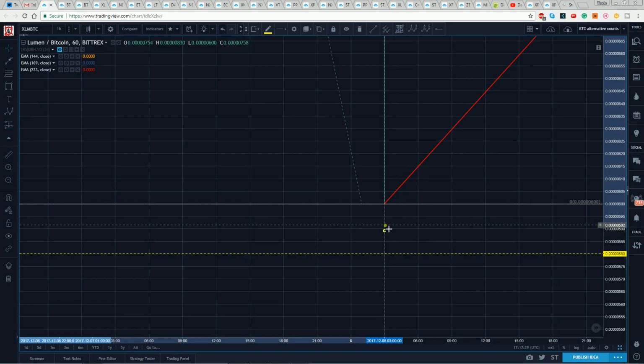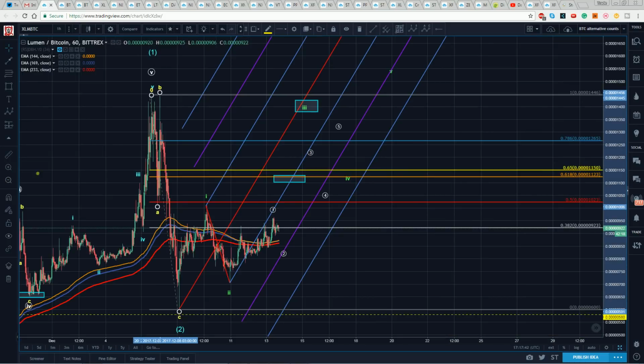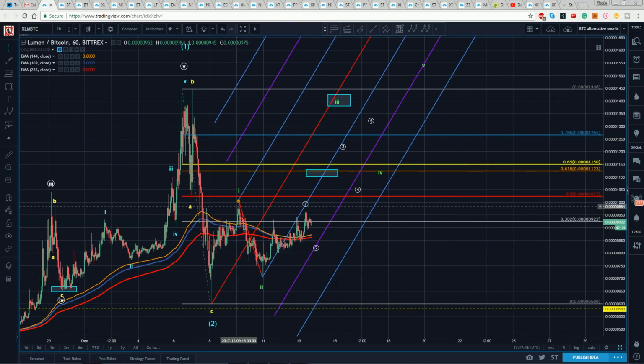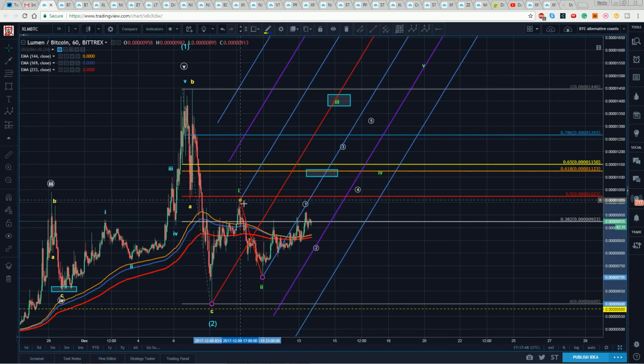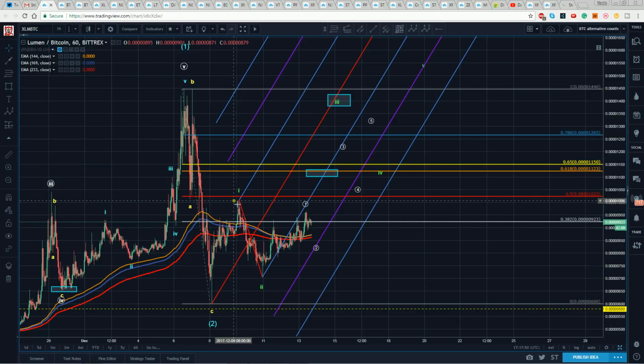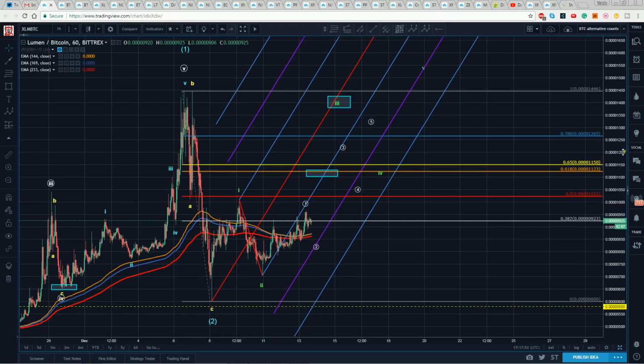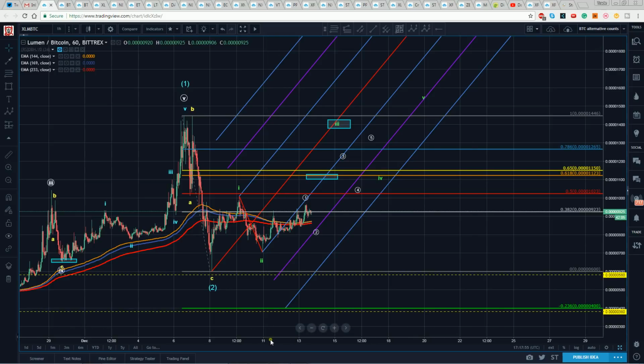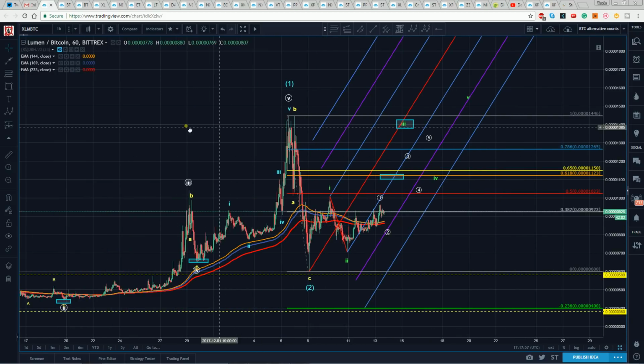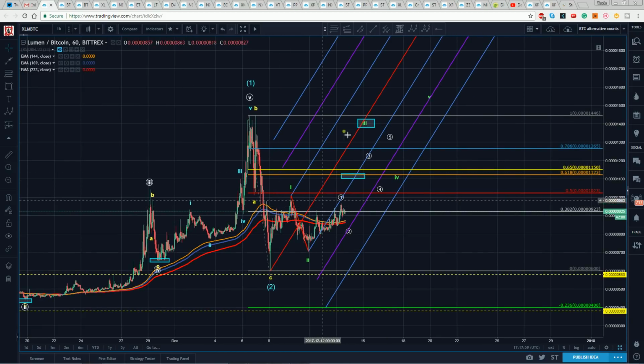Move the C over. Okay, let's pull back out. Now, that's kind of interesting there as well. So we come up just shy of the 50 here. That's algo sell area. Where's that target? Down here.